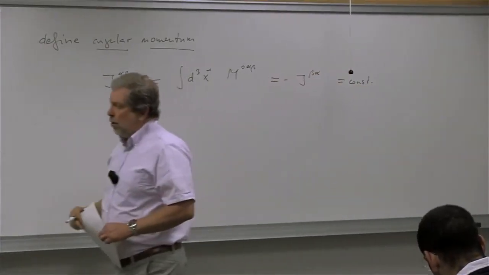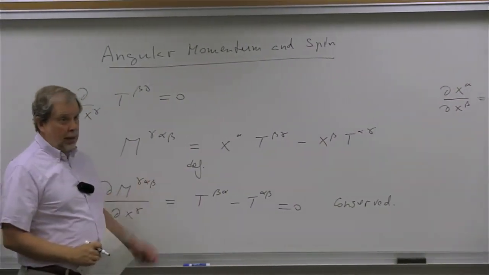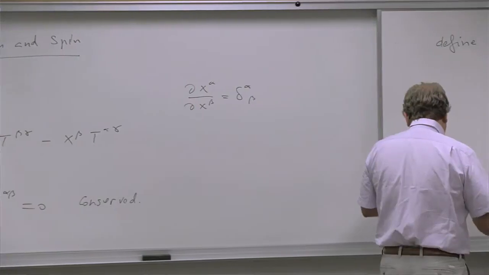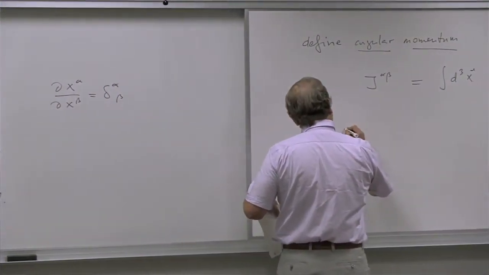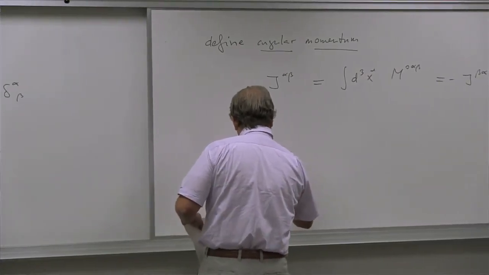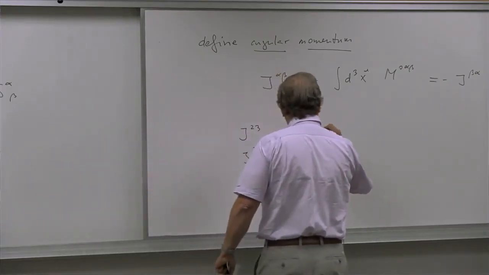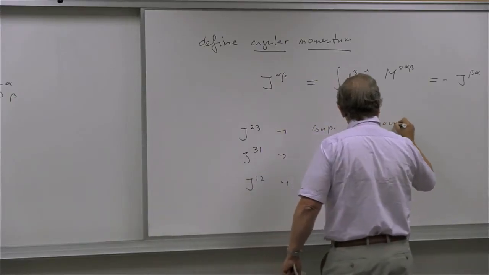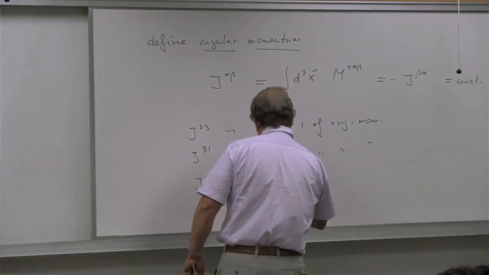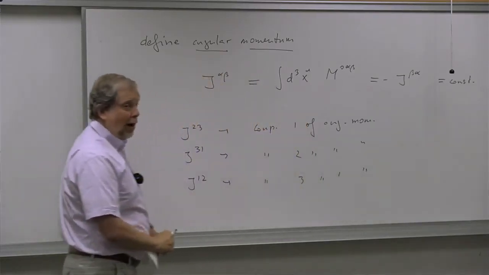Why is it constant? Well, because it's the naught component of a conserved quantity, which is integrated over x. So by the divergence theorem, this is time independent. That means that now we can calculate J23, J31, and J12, and those are the 3 components of the angular momentum: component 1, component 2, and component 3, or of course x, y, and z.